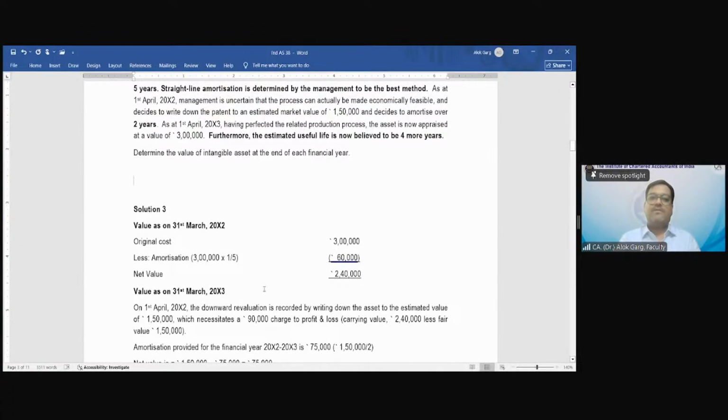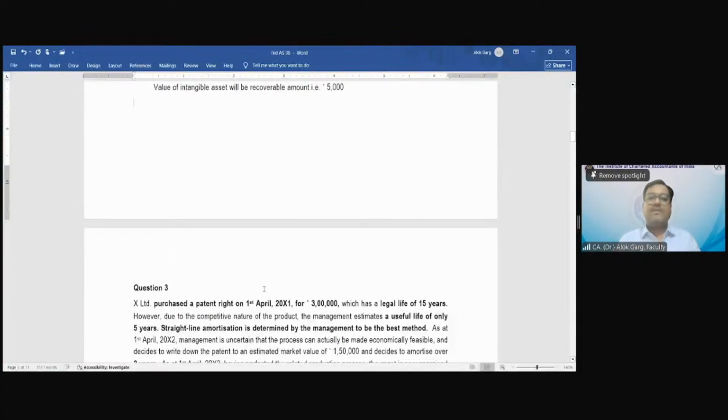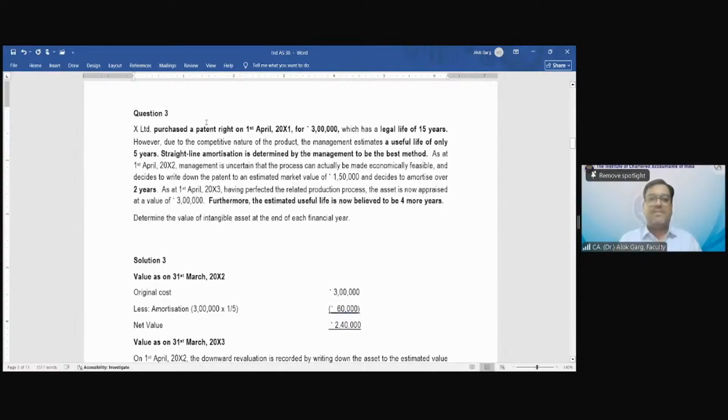Is this question clear to everyone? Yes, sir. So this question is a good question which is testing your concept on useful life, revaluation, and change in useful life.